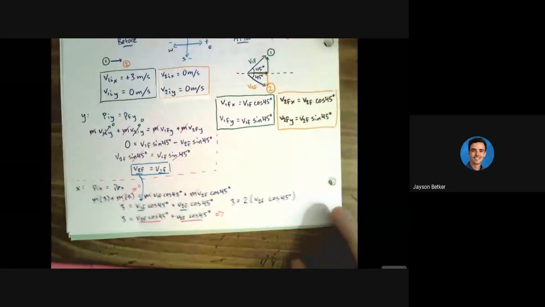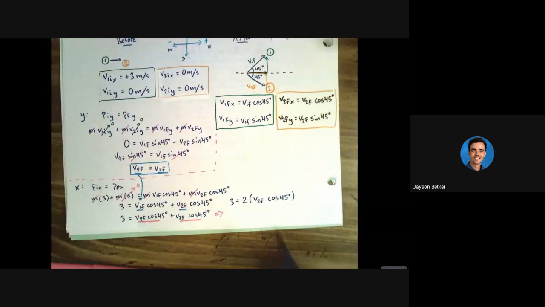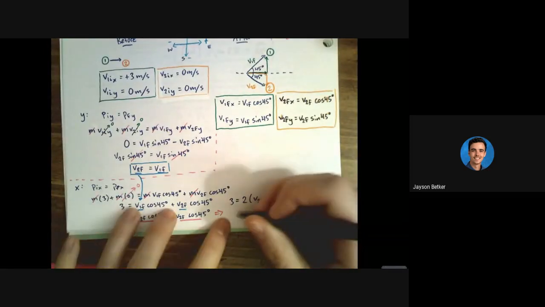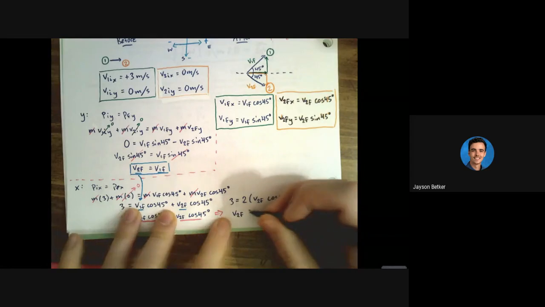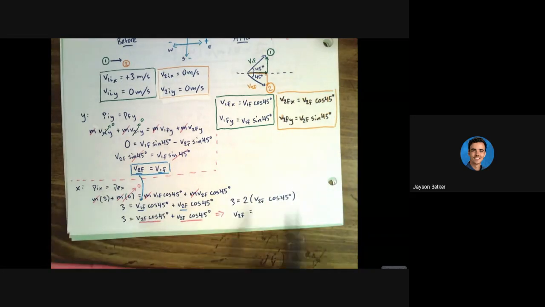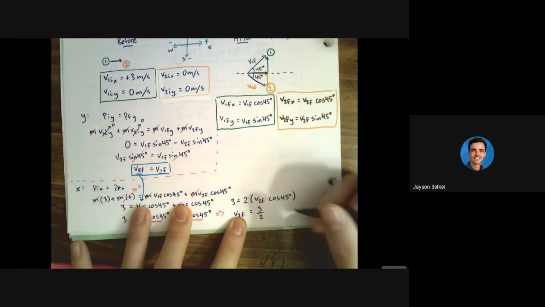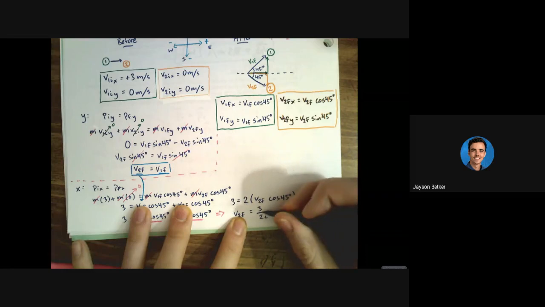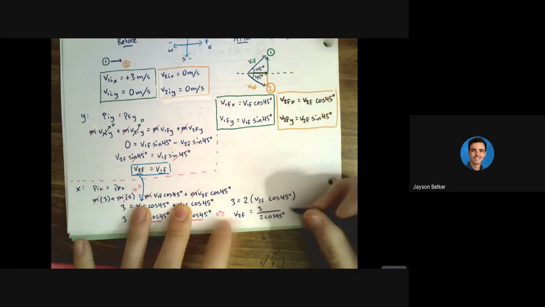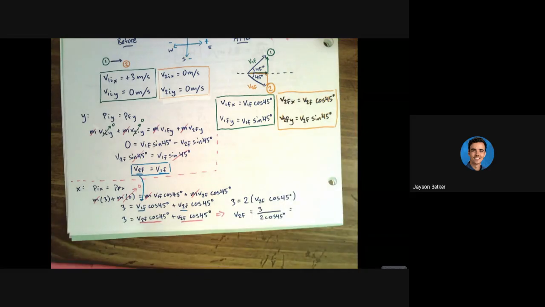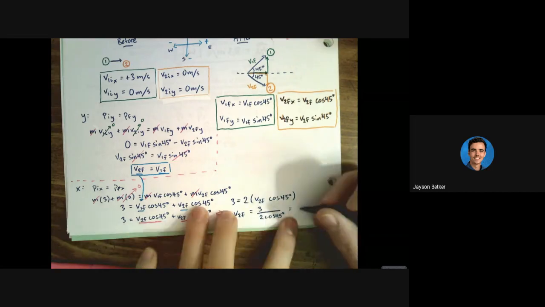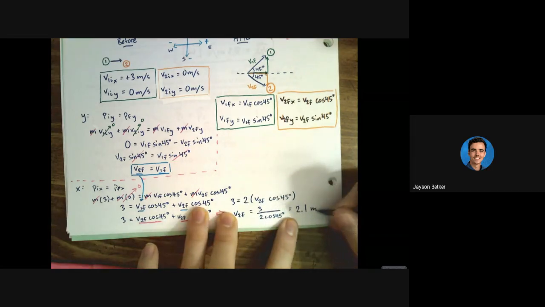Okay, so solving for V2F, I'm going to divide by 2 on both sides, divide by cos 45 on both sides, and I'll get 3 over 2 cos 45. And if I plug that into my calculator, I know I'm starting to run out of room here. This has been a long problem. I will get 2.1 meters per second.